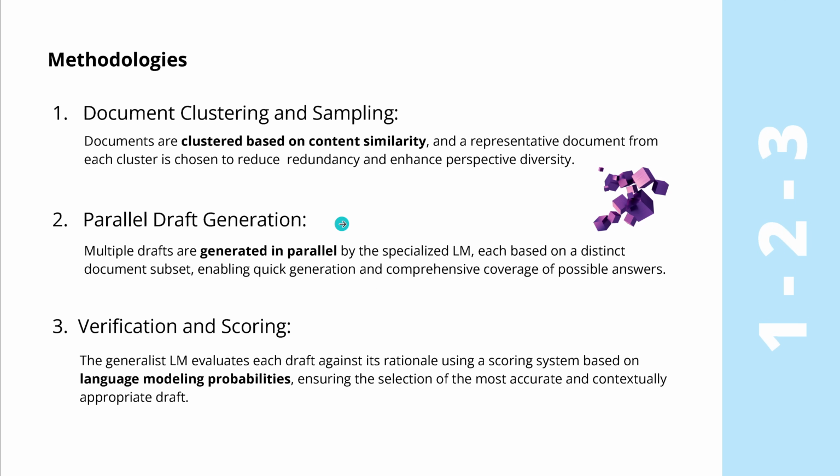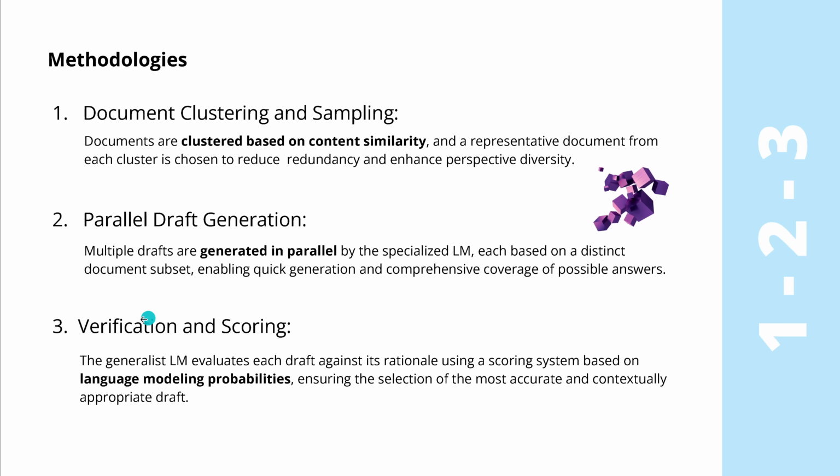Then we have a parallel draft generation. So multiple drafts are now generated in parallel by our specialized little LM, each based on a distinct document subset. So we have now an extreme permutation. If you think about 100,000 different drafts, now you start to permutate this. And then you generate this here in a specialized parallel process, and you get here a quick generation and a comprehensive coverage of all the possible answers there are. And luckily you are Google, because otherwise you would not have the computer infrastructure for this.